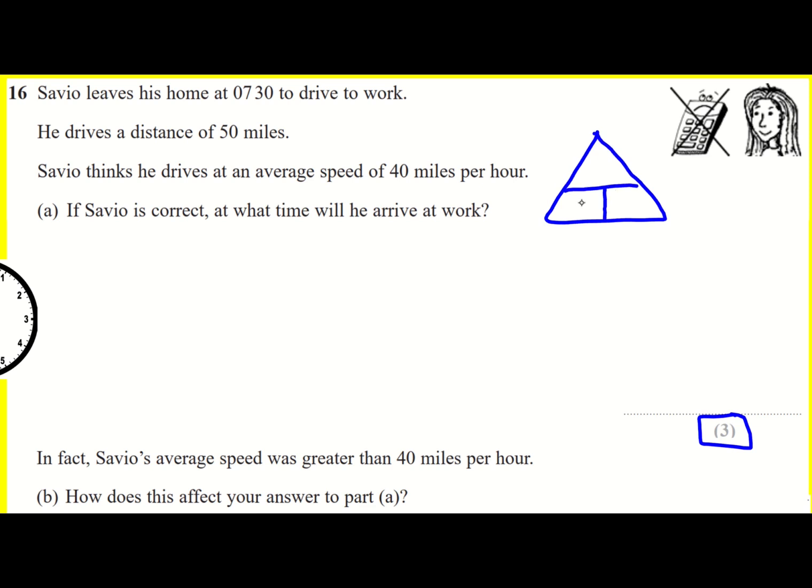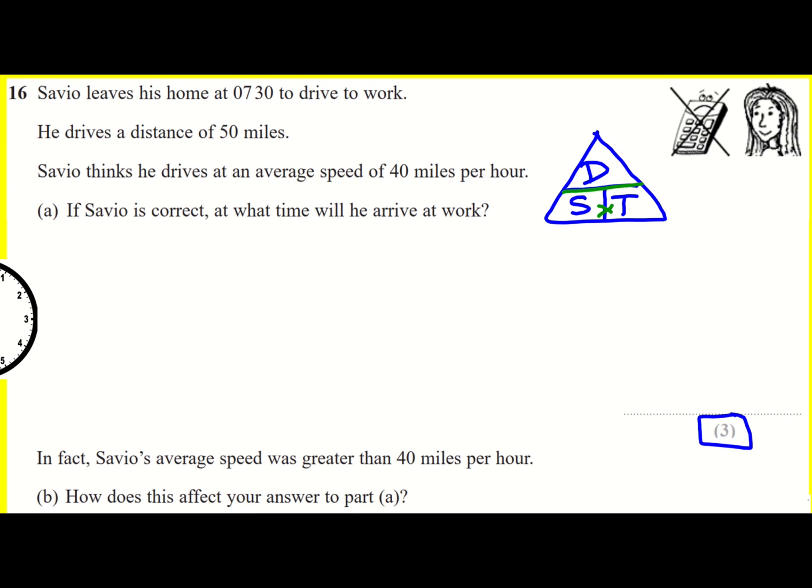Now speed, which I'm going to abbreviate to S, is equal to the distance travelled divided by the time taken. So we multiply across here, and this line means divide. So that's why speed is equal to distance divided by the time.